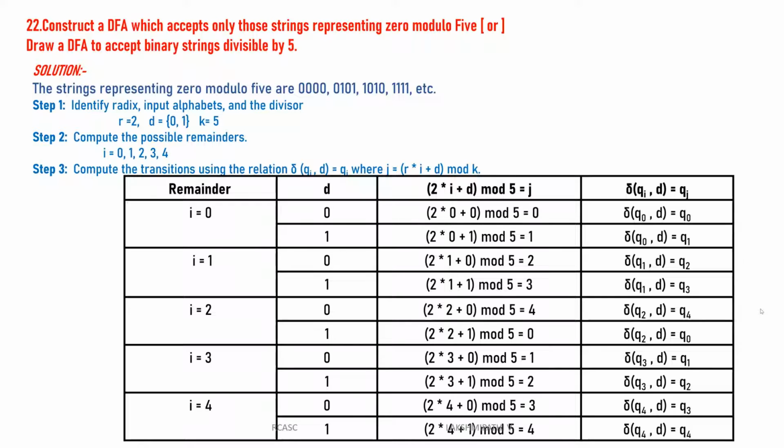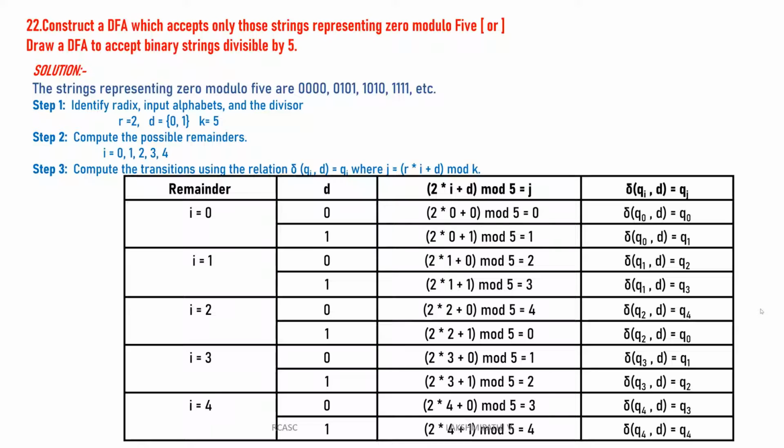Then come to i is equal to 3. With d as 0 and 1, 2 into 3 is 6. 6 plus 0 is 6 only. 6 modulo 5, the remainder is 1. Then Q3 of 0 is equal to Q1.